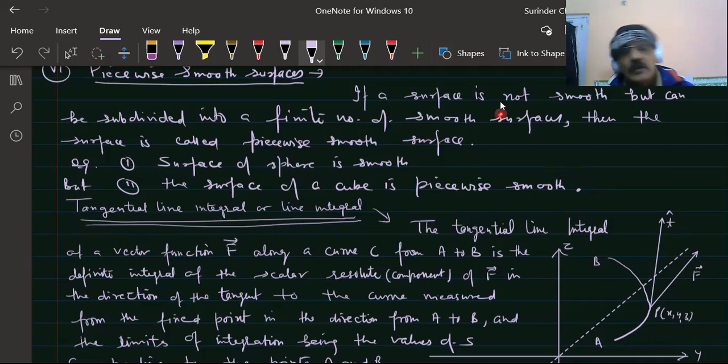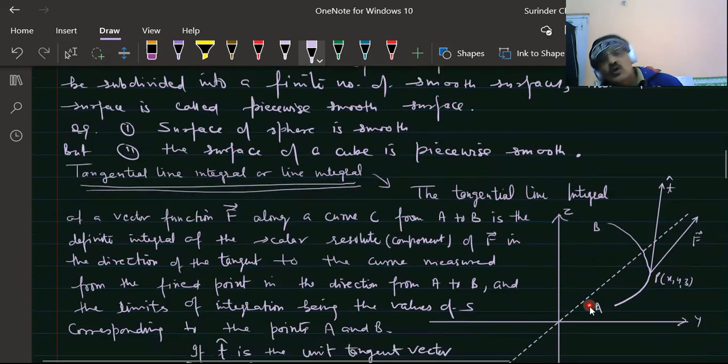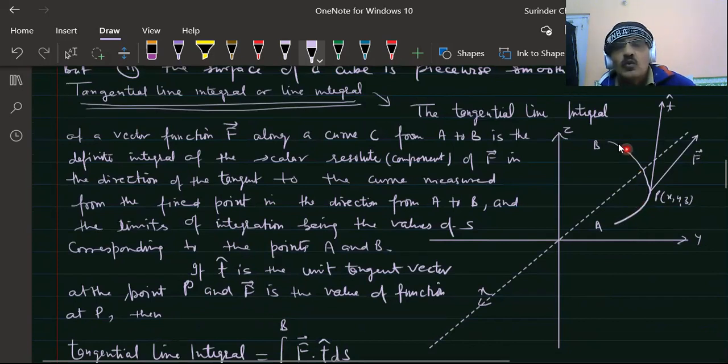Now, these are the terms which we will use in this topic. And now, what is the tangential line integral or line integral? Now, this is y is equal to f(t), a function.